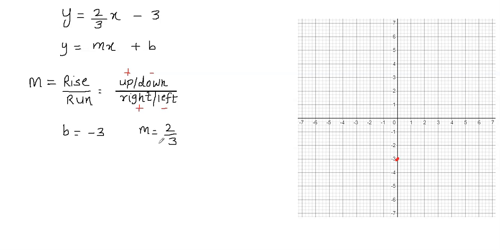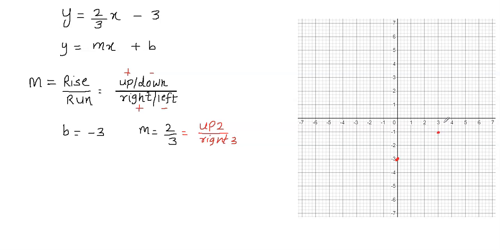Since my slope is 2/3, both my numbers in the numerator and denominator are positive, which tells me that I have to move in the positive direction. So this tells me that I have to move up 2 and right 3. So I'm going to go up 2, starting from the y-intercept, 1, 2, to the right 3, 1, 2, 3, and I got another point here.